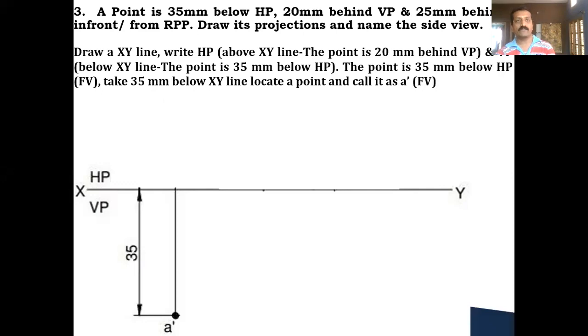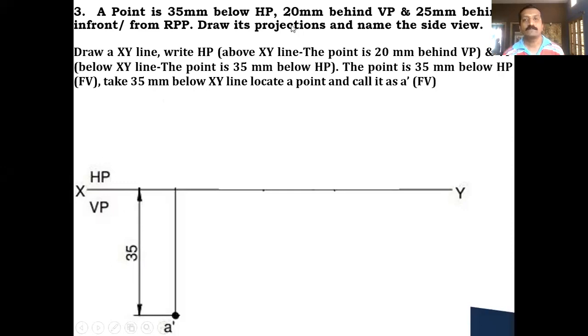A point P is 35 millimeter below HP and 20 millimeter behind VP as given. Which quadrant does it come under? Below HP and behind VP, so it comes under the third quadrant. After drawing an XY line, you can write the HP and VP positions. For the third quadrant, HP will come above the XY line and VP will come below the XY line, which is exactly the opposite of the first quadrant. So after drawing the XY line, you can fix your HP as well as VP.